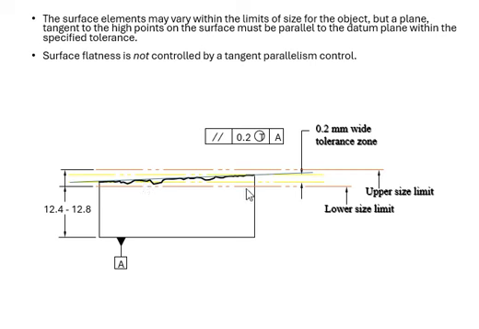Most of it is inside the tolerance zone for parallelism, but here it is a little bit off right there. That can happen a lot in real life. For tangent or tangency parallelism, your surface flatness is not controlled by that. It's only for parallelism.